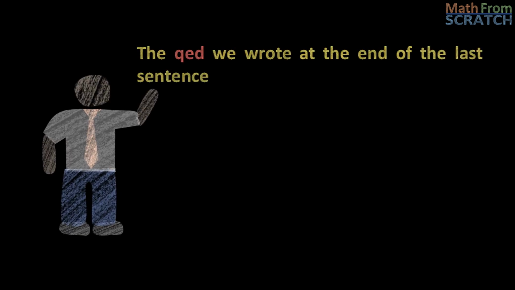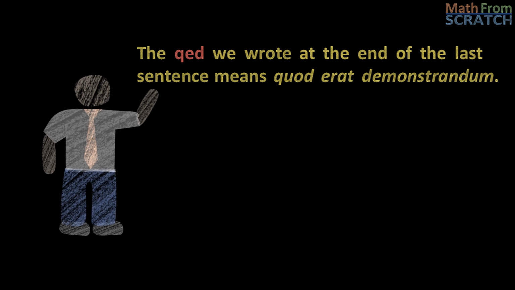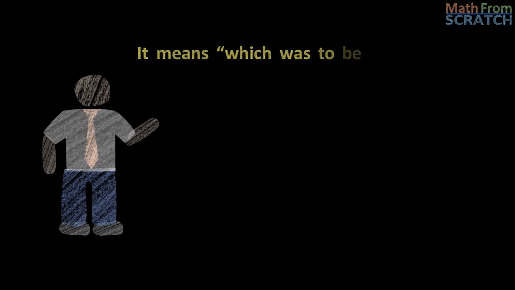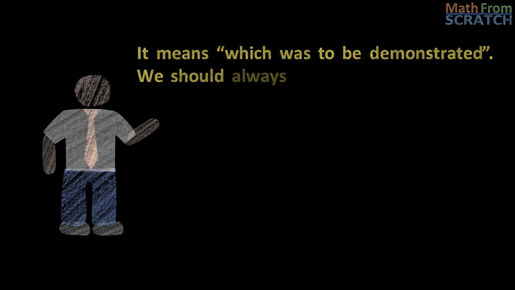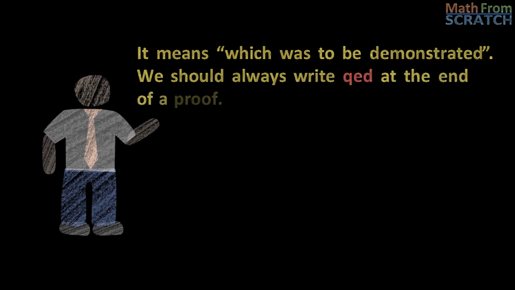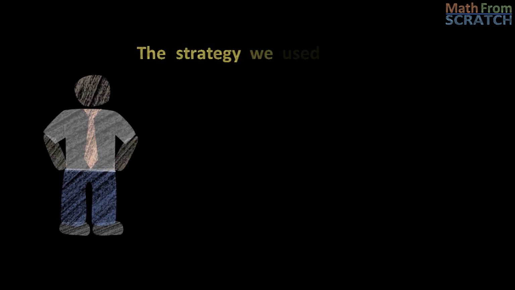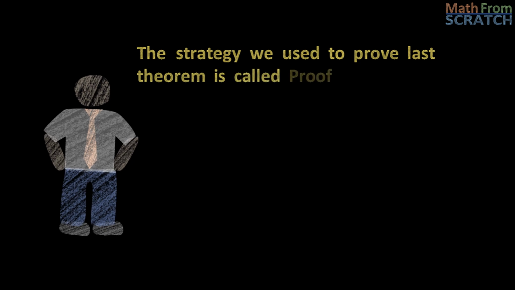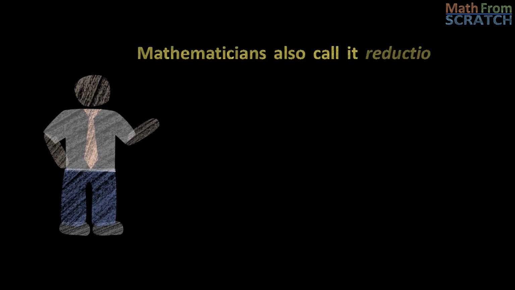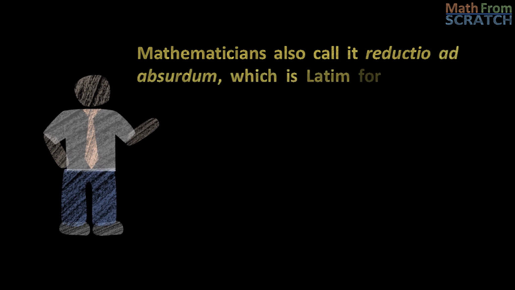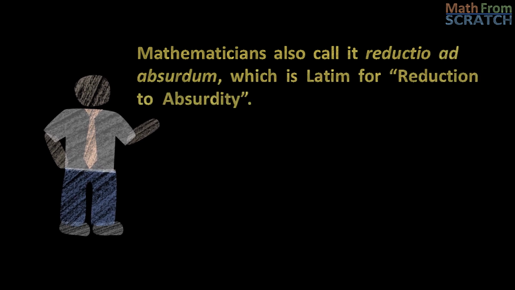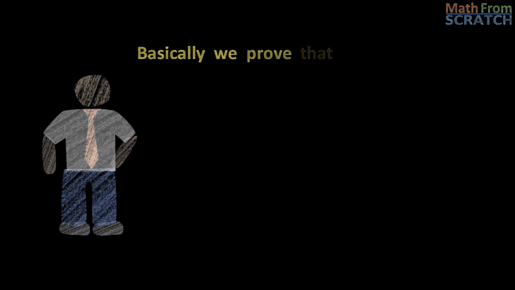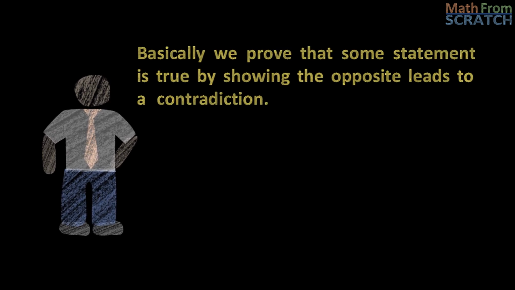The QED we wrote at the end of the last sentence means quod erat demonstrandum. It means, which was to be demonstrated. We should always write QED at the end of a proof. The strategy we used to prove the last theorem is called proof by contradiction. Mathematicians also call it reductio ad absurdum, which is Latin for reduction to absurdity. Basically we prove that some statement is true by showing the opposite leads to a contradiction.